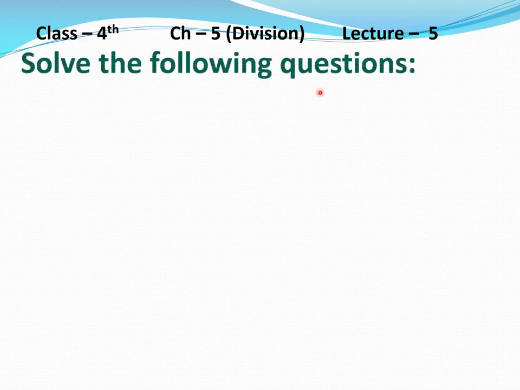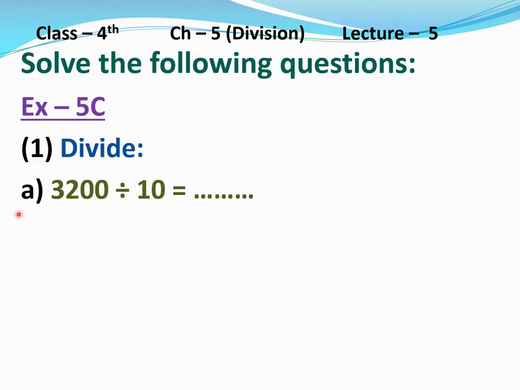Now solve the following questions. Exercise 5C. Question number 1. Divide. A part. 3200 divided by 10 equal to dash. See, the divisor is 10. Then the number formed by the last digit, that is 0, will be the remainder. And the number formed by the remaining digits, that is 3, 2 and 0, is 320. That will be the quotient. Write down the answer.